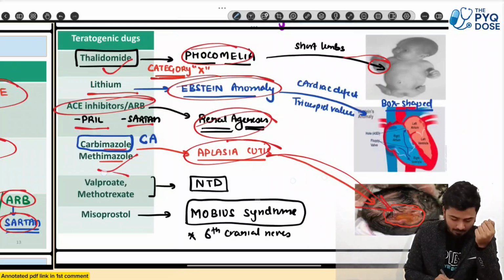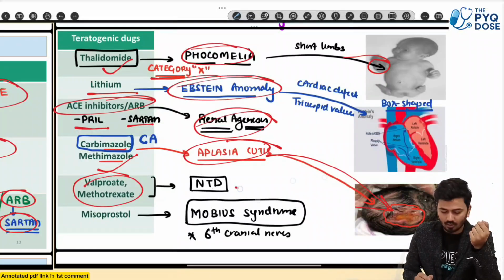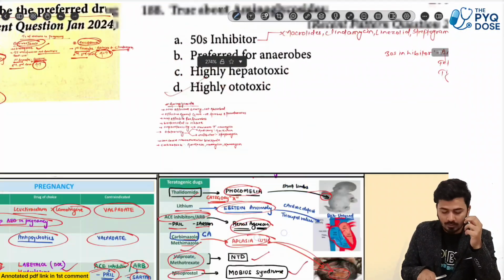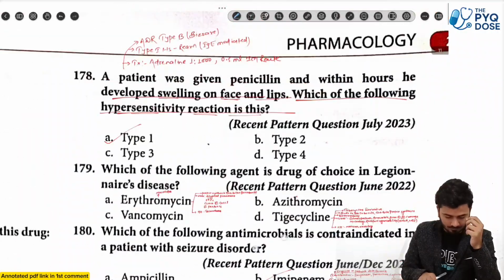Valproate and methotrexate will cause neural tube defects, and misoprostol can cause Mobius syndrome, which affects the sixth cranial nerve. Mobius syndrome occurs due to misoprostol. So you must remember all this. Now let's move to our question.